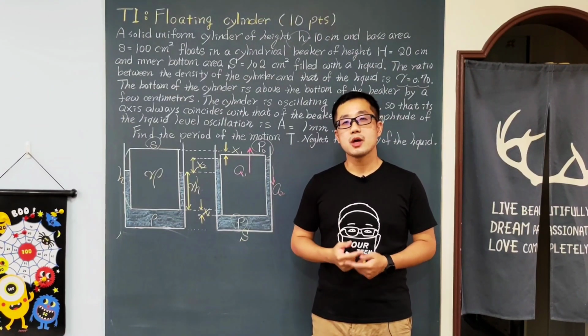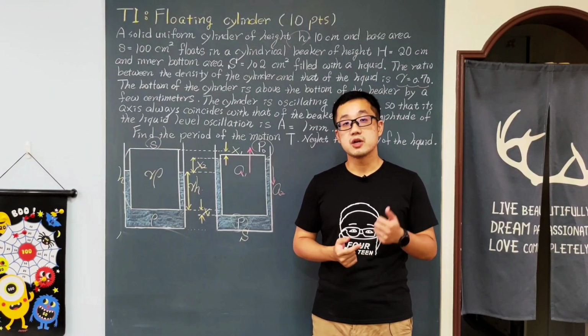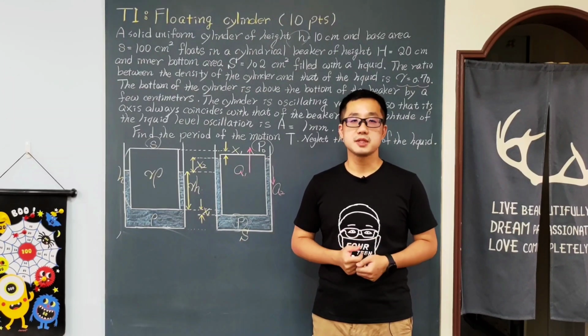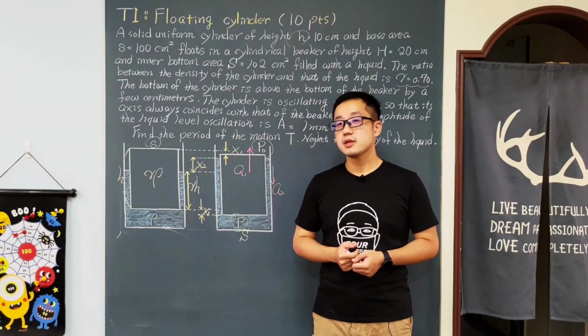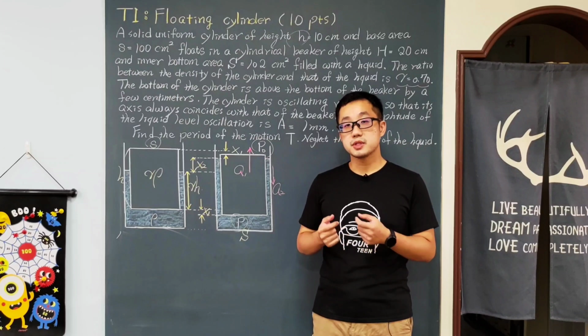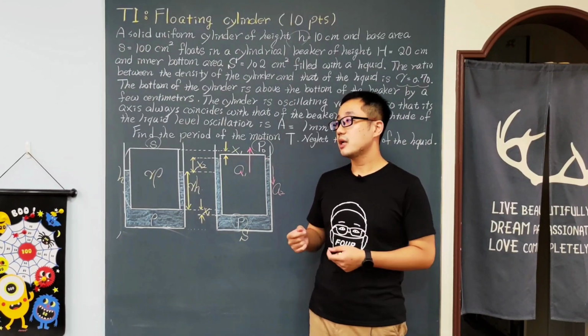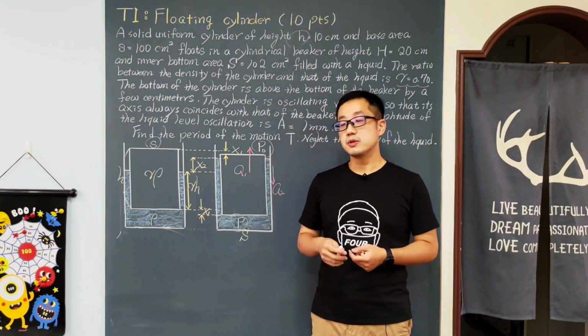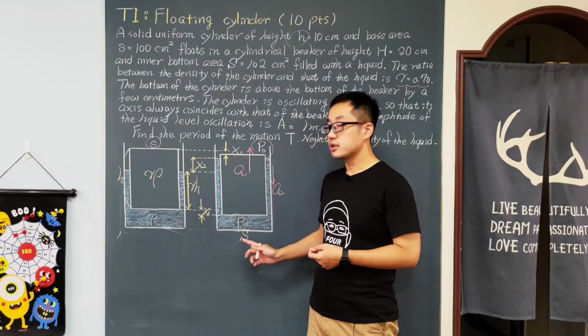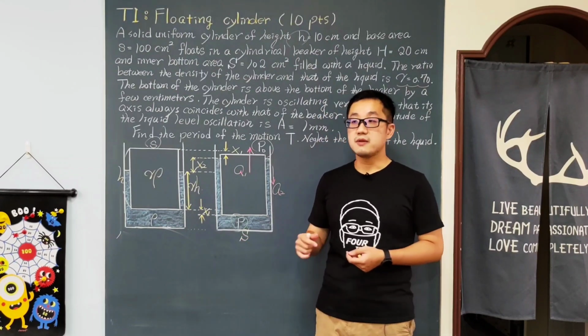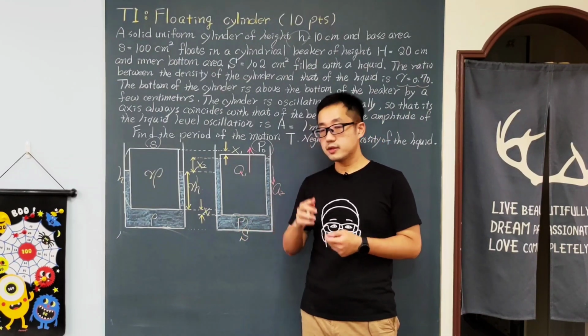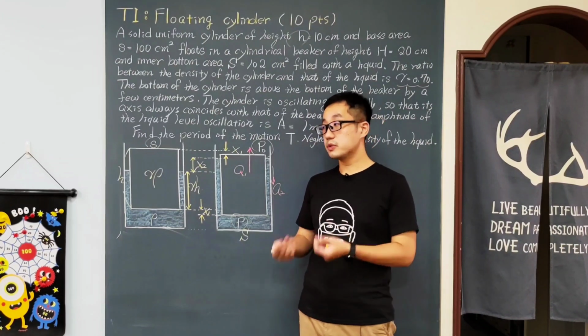Today I would like to show you how to solve the theoretical problem, Problem 1 of EuPhO 2022. The problem is we are going to put a cylinder inside a beaker. What is more, the cross-section area of the beaker is only a little bit larger than that of the cylinder. So this situation is quite different from the normal situation.